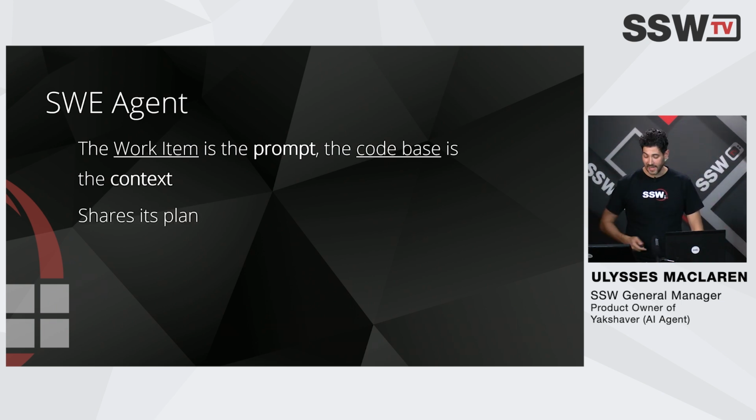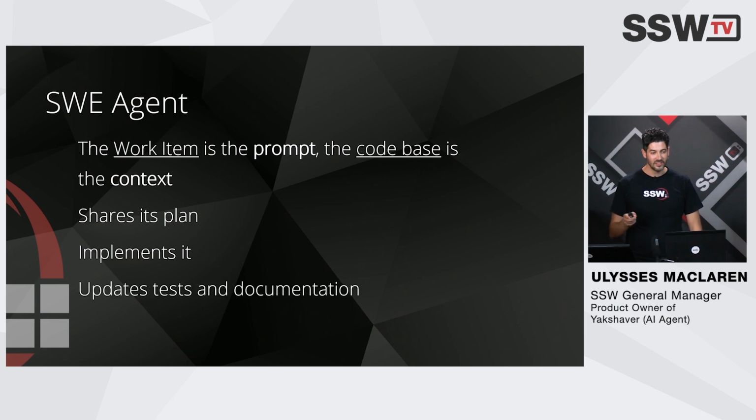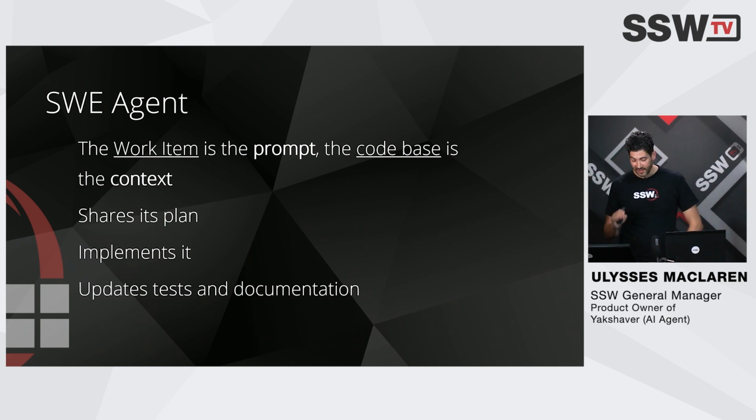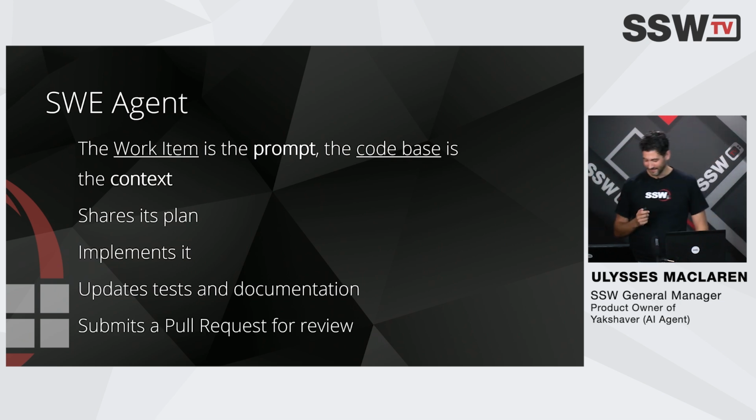So it shares its plan. It then implements the plan. I like that it shares its plan, by the way, because it feels like you can go, no, no, no, at some point if you want to. Then it implements it and then updates the tests and the documentation. Devs in the room, yes, please. This is a step that's commonly skipped. And then it submits a pull request for review.